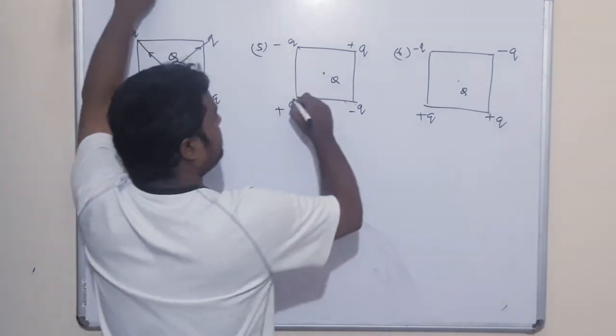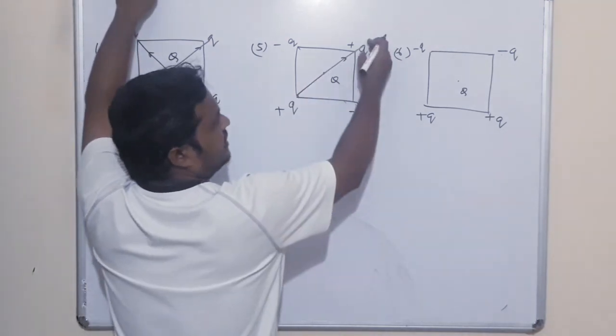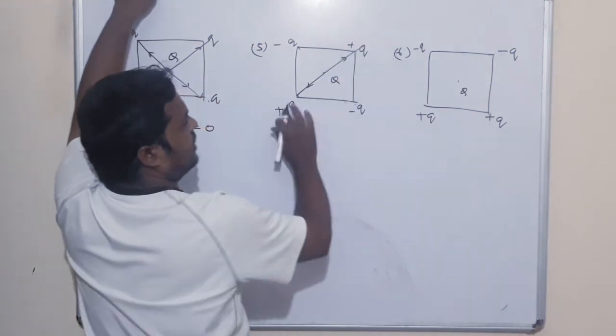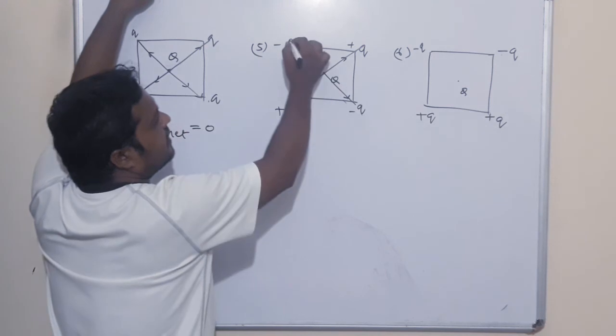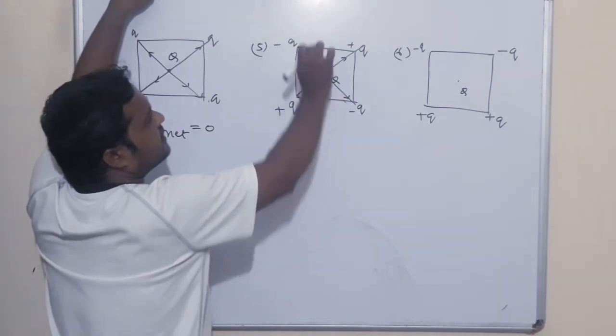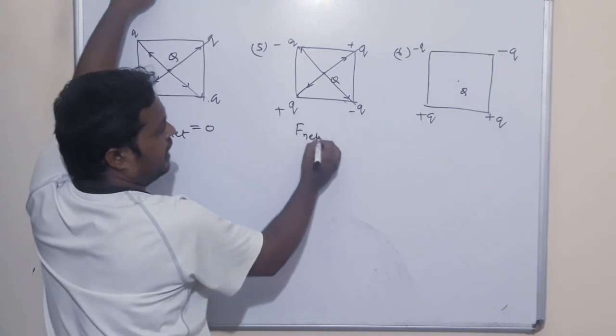See, this charge is repelling, this charge is repelling in this direction. These two are cancelling. This charge is attracting it like this, and this minus charge is attracting it like this. So these two are cancelling each other. F net will be 0.